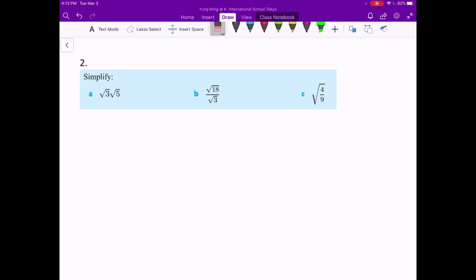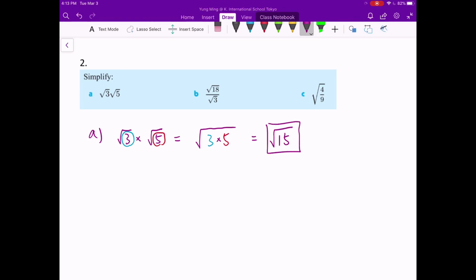Okay, so this part A over here is also part of the rules over here. If you are multiplying the two numbers together, even if the two numbers are different, as long as we are having the hat and as long as we're doing either multiplication or division, we actually get to share the same hat. So this guy over here and this guy, even though we're different over here, that's fine. We share the same hat, inside, multiply. 3 times 5 is equal to 15, so we actually have square root 15 for part A.